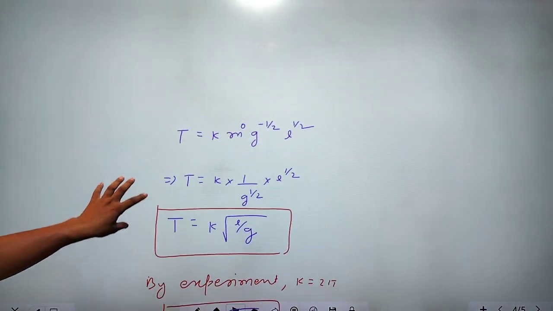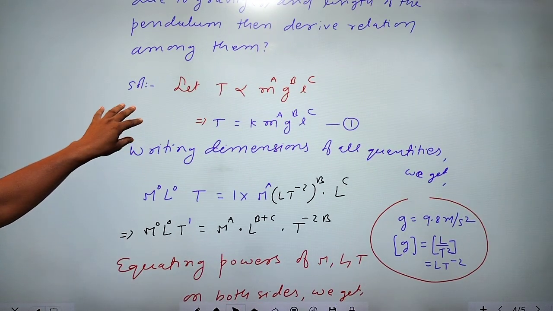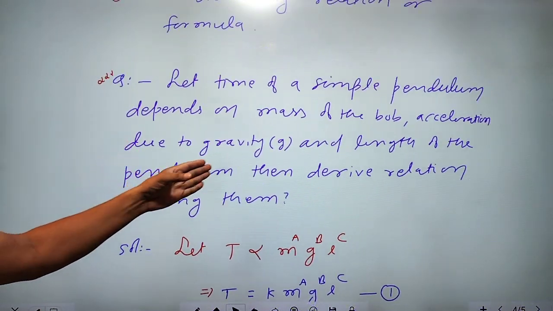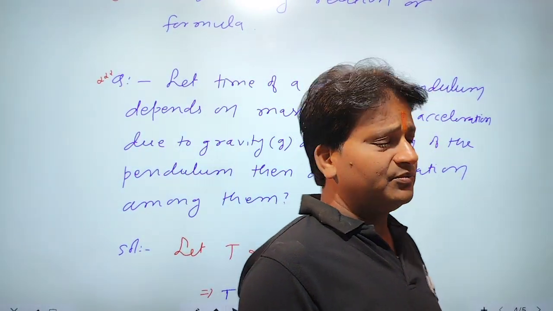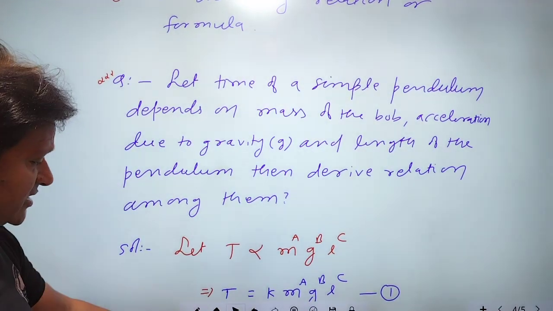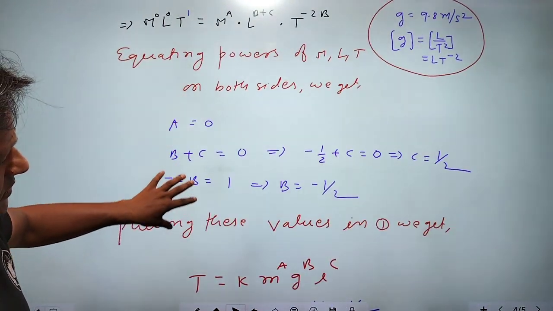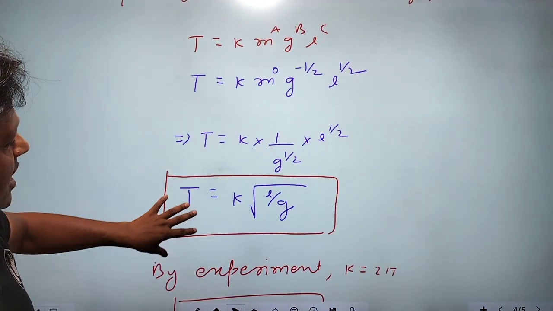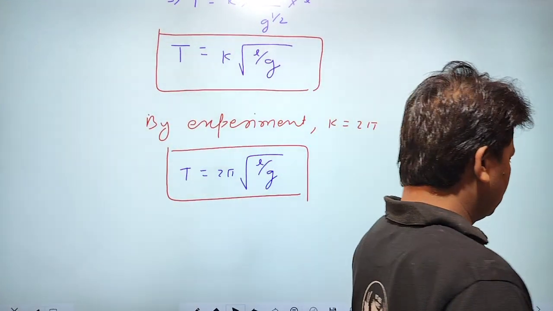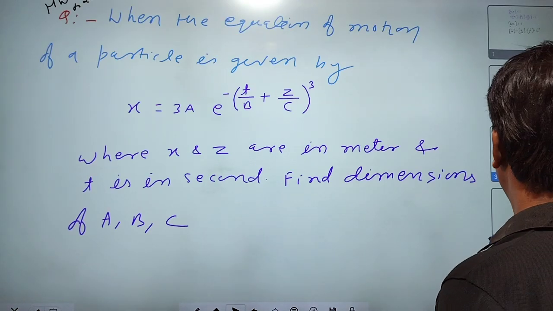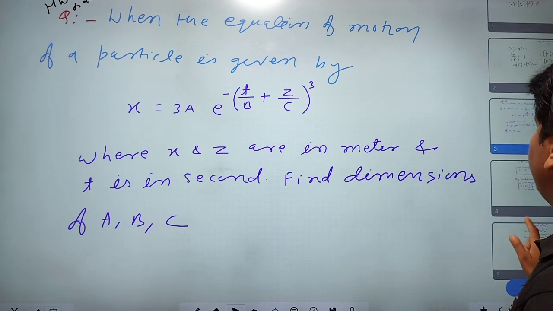According to the question, the time period of a simple pendulum depends on mass. Okay, but the dimensional method is very useful. Here the dimensional method proves that the time period of a simple pendulum does not depend on the mass of the bob. Okay. Now I am going to discuss the next question.